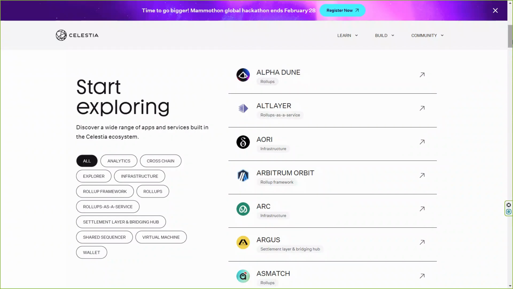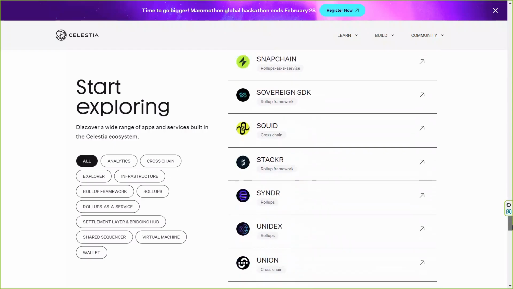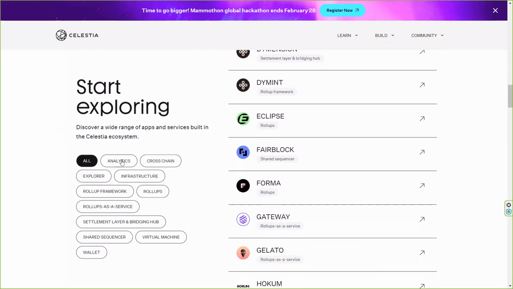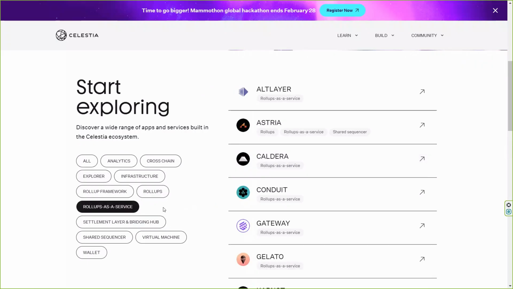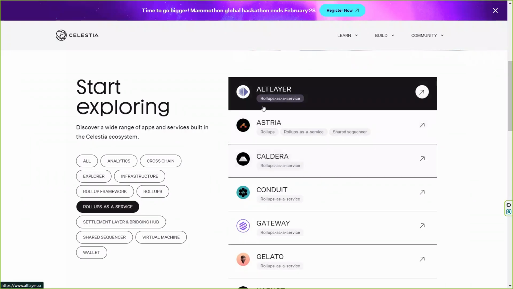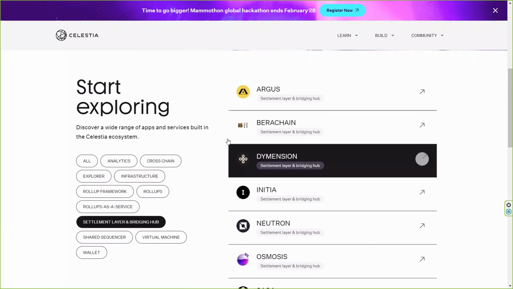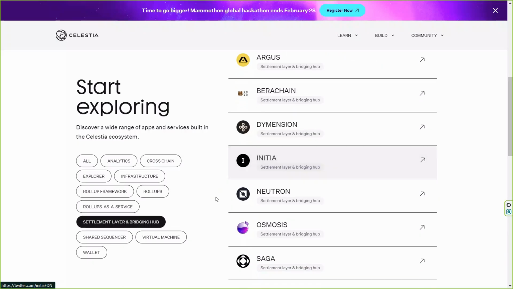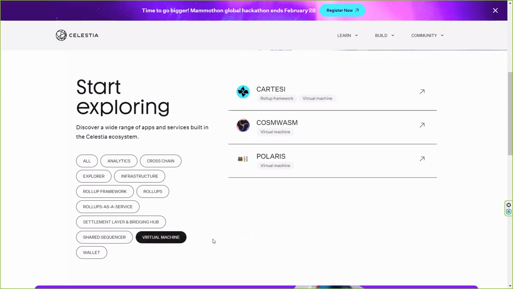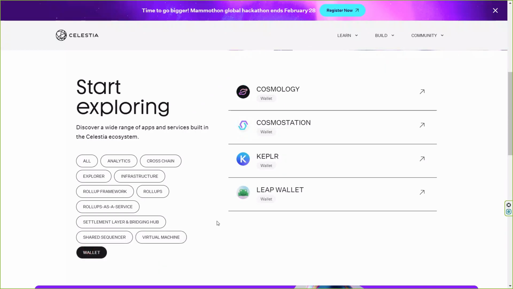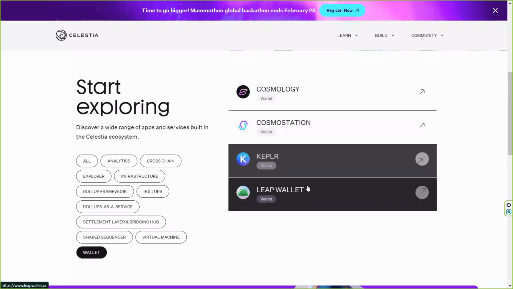Moving on to the ecosystem, we can see that there are quite a few projects, meaning there's a large list. Here we see categories in which there are many projects using the CELESTIA blockchain. Here we have rollups. Rollups as services, from Caldera, AltLayer, well known, and so on. Also Bera Chain, and others, sequencers, virtual machines, and wallets that support CELESTIA. Meaning this is Cosmostation, familiar to everyone, and others.